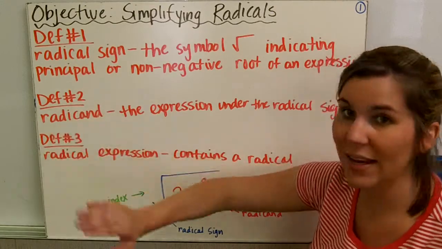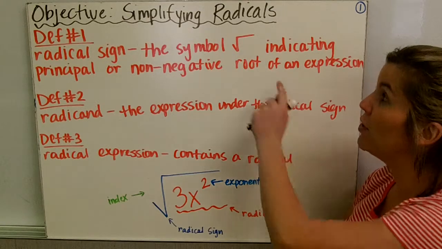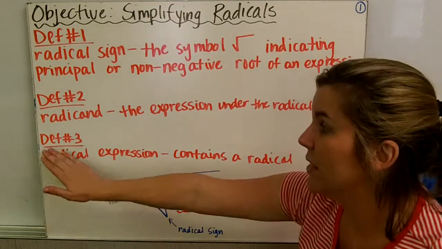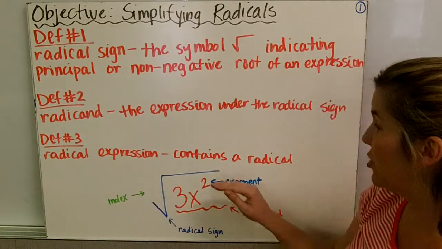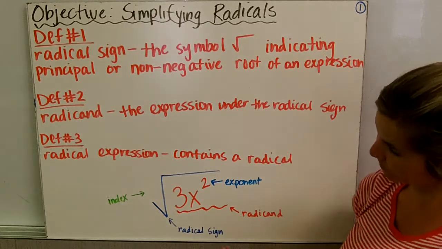Definition number 2, a radicand. This is the expression underneath the radical sign. So whatever you see under this mark is the radicand. Definition number 3, radical expression. It means the expression contains a radical sign.